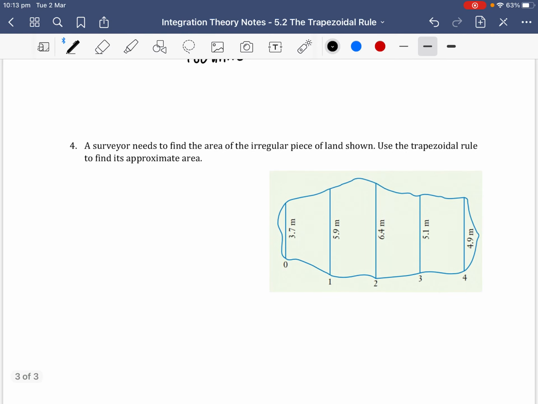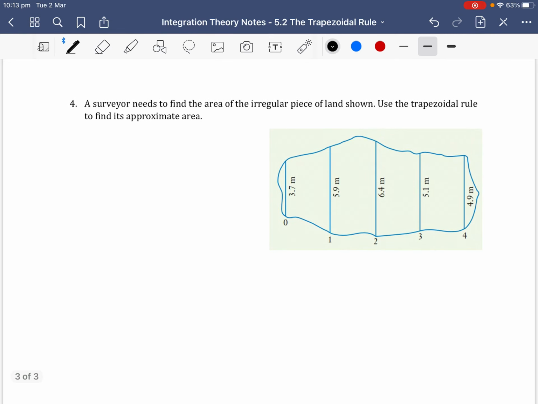And finally, our last example is that a surveyor needs to find the area of the irregular piece of land shown, and we want to use the trapezoidal rule to find its approximate area. So we're going to find the area of each trapezoid, and so we have 5 here.